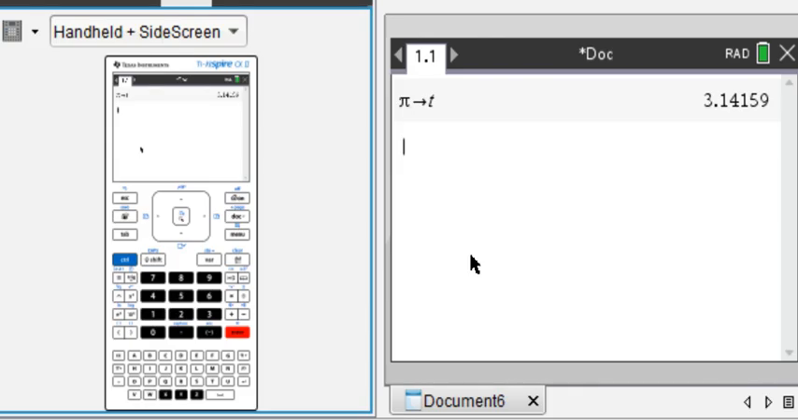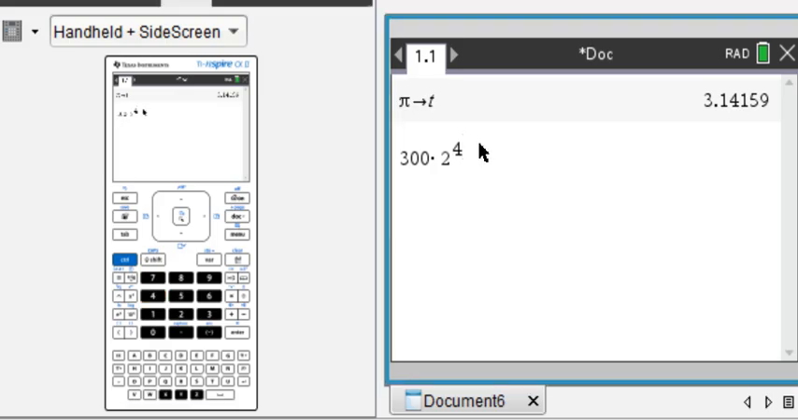So let's do our original. 300 times 2 raised to the 4t power. And press enter. So the value I'm looking for is 1.8196 e to the 6th. So that's a pretty big number. And if I find another answer that matches this exactly, I've succeeded.